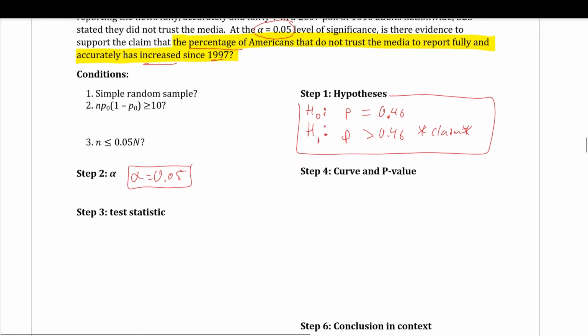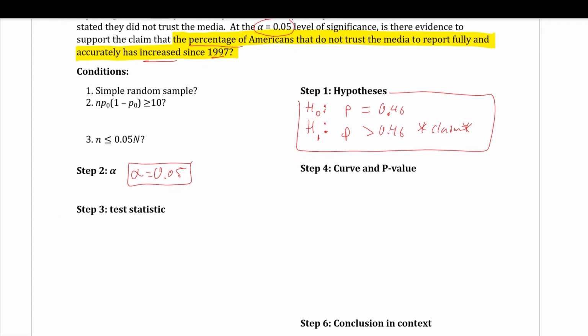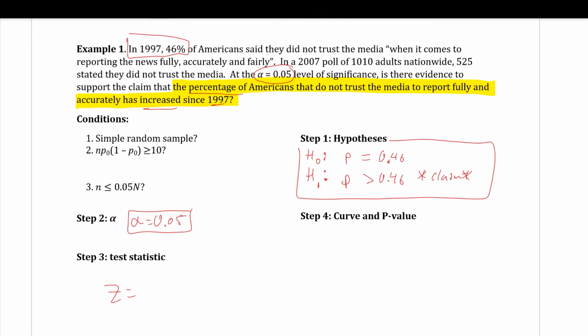Step 3. What's your test statistic? Well, for a proportion, the test statistic is your z value. Because it's a normal distribution under certain conditions. Well, actually, before we get to that, let's talk about the conditions here. Did we take a simple random sample? I'm sure they did say something about that. Yeah, if it's a poll, then we assume that these polls are done correctly, so we can just assume that. There's nothing to suggest that it wasn't.